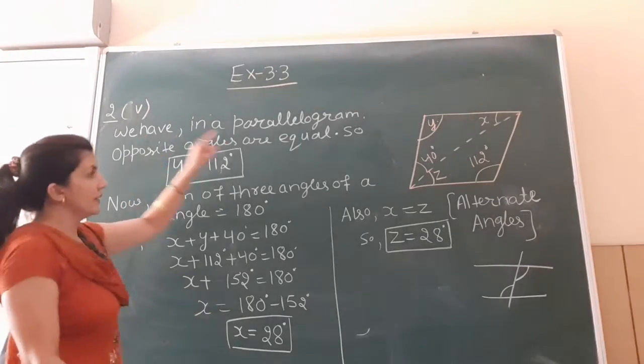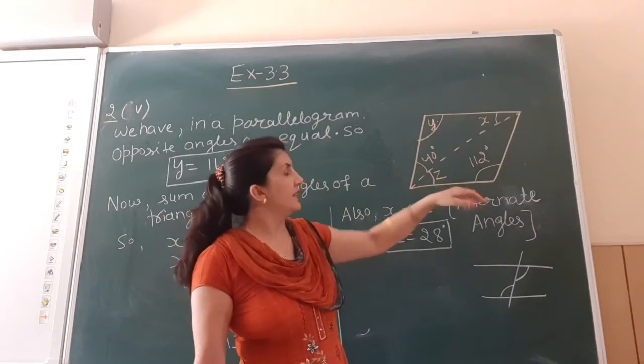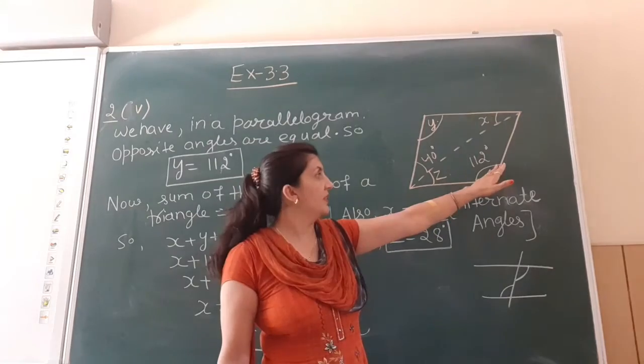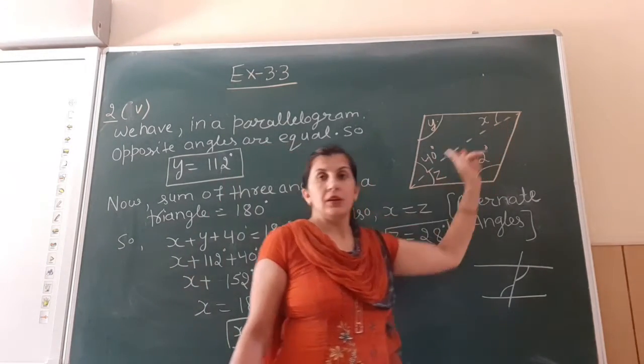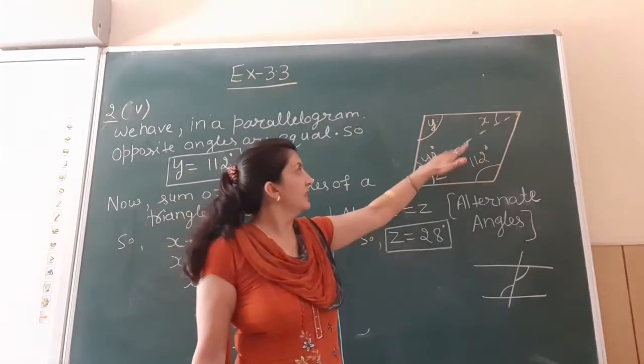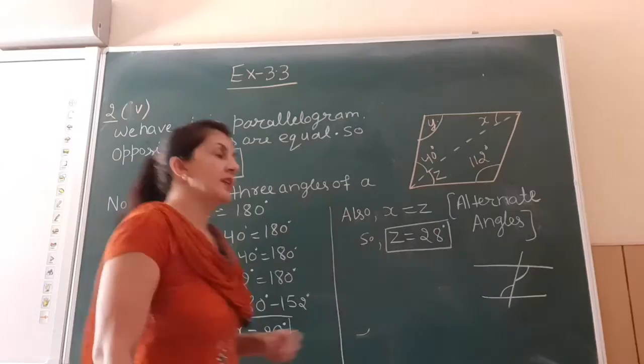Now the fifth part. This is the figure given. We have to find out x, y, z. This is a parallelogram. The angle measure is this 112 and this angle measure is 40. They have divided it into two triangles. We will use the angle sum property. One triangle, second triangle.